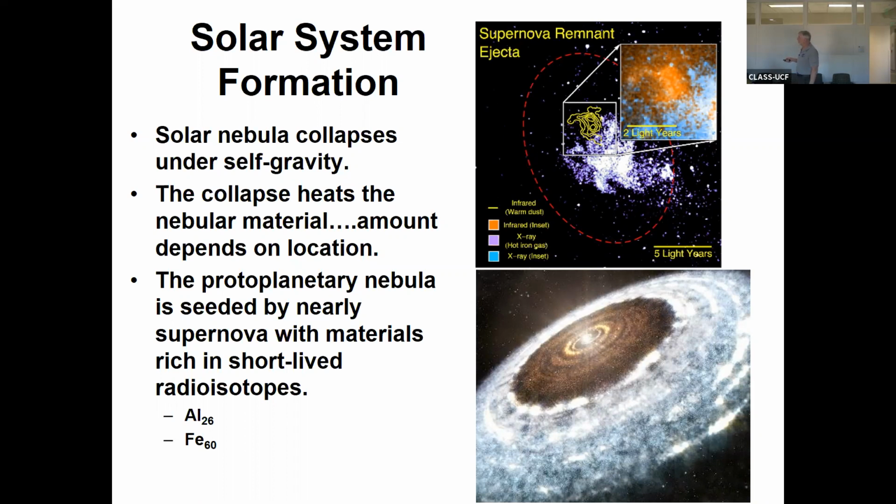You have a thing called a frost line. And so inside the frost line, and you can see that in the lower image, inside the frost line, things are not icy. Outside the frost line, things are icy. The other thing that happened to our protoplanetary nebula is it got seeded by a nearby supernova, and a huge amount of short-lived radioisotopes got tossed in. The exact timing of when things got tossed in is subject to a great deal of debate, but suffice it to say they're there.